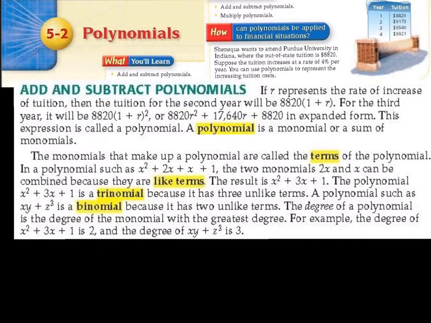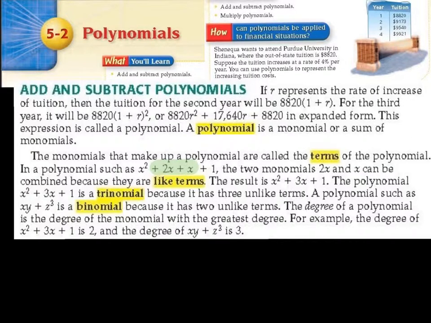This expression is called a polynomial. A polynomial is a monomial or a sum of monomials. The monomials that make up a polynomial are called the terms of the polynomial. In a polynomial such as x squared plus 2x plus x plus 1, the two terms 2x and x can be combined because they are like terms. The result is x squared plus 3x plus 1.